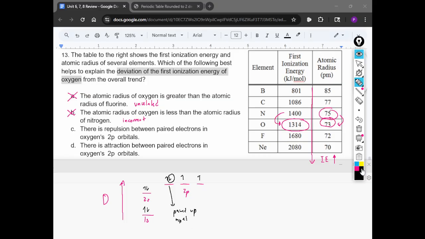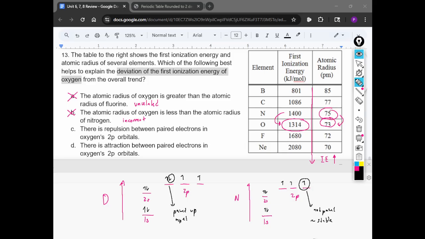Now, let's compare that with nitrogen's electron configuration chart. Nitrogen has 7 electrons, and it also goes up to 2p. 1, 2, 3, 4, 5, 6, 7. If you look at the first electron that will be removed from nitrogen, what do you notice about that? It's not paired. And also, the subshell has 1 electron each, so it has a certain level of stability.